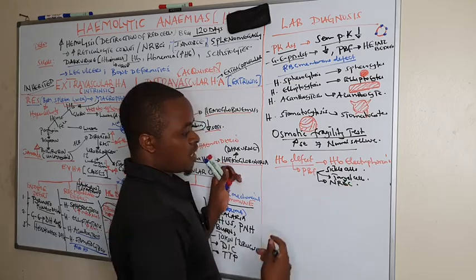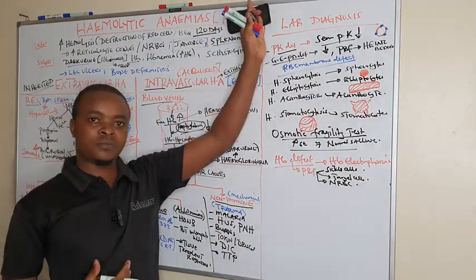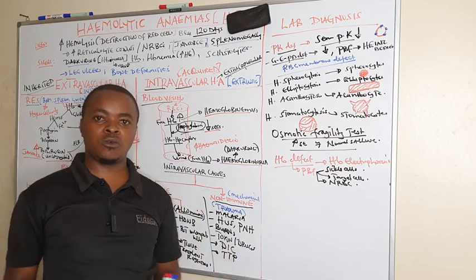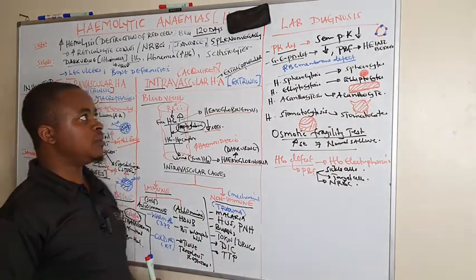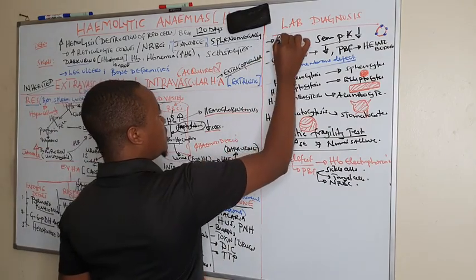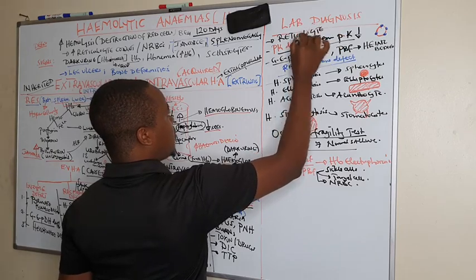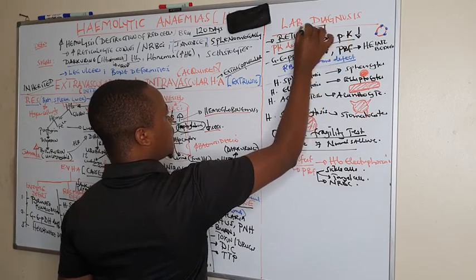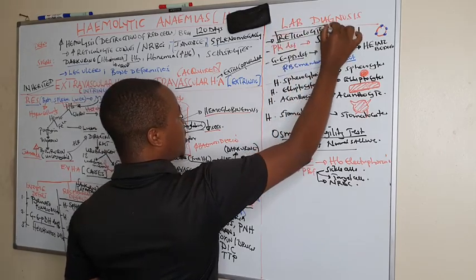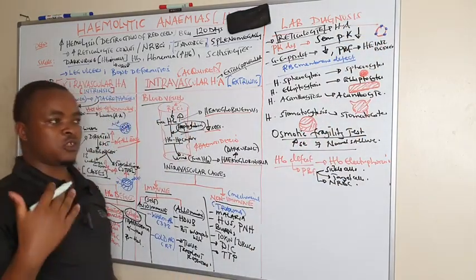And we even do reticulocyte count. Reticulocyte count is the one that gives you a clue that someone has hemolytic anemia. So it would have come as number 1, reticulocyte count. Whenever we find reticulocyte count is high, it is a measure of all hemolytic anemias. It means there is increased stress on the bone marrow.